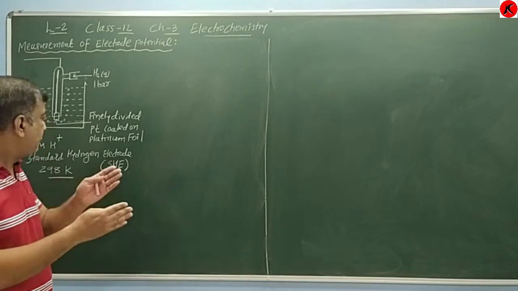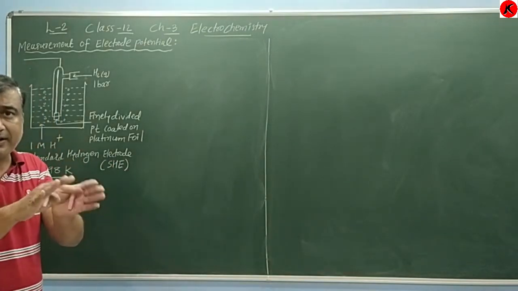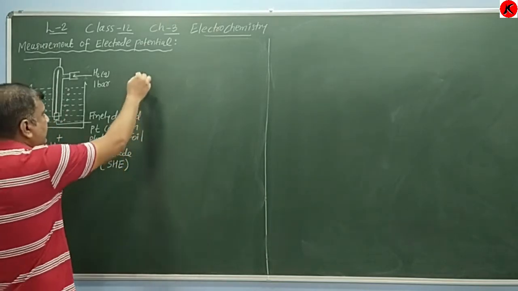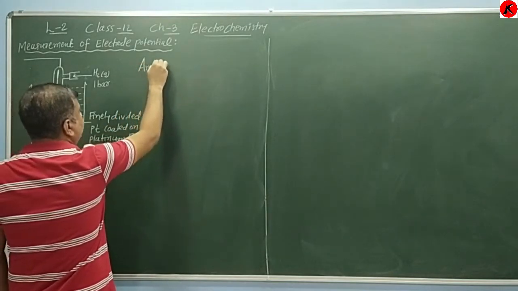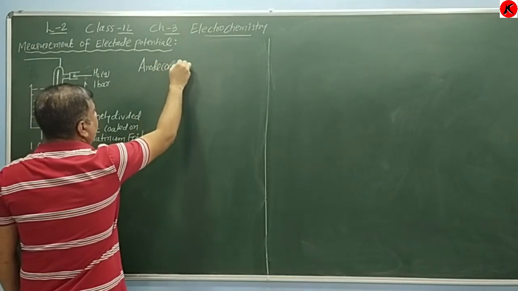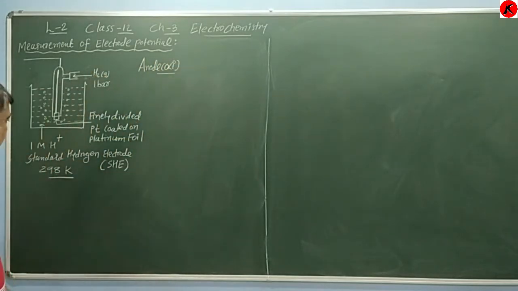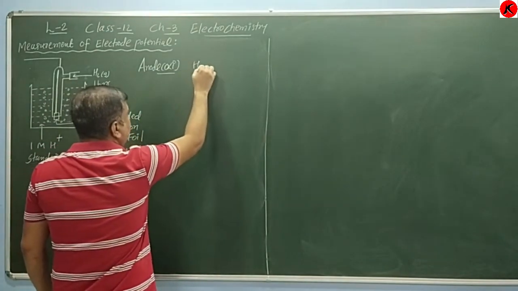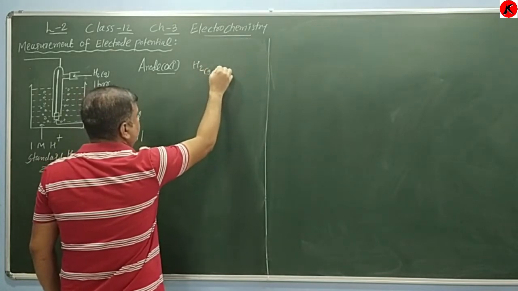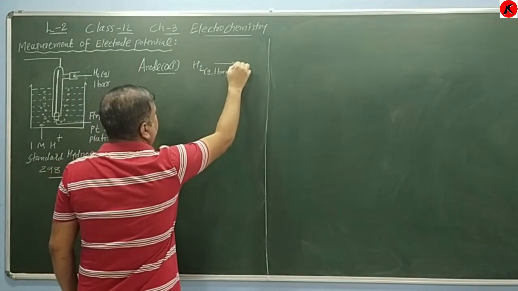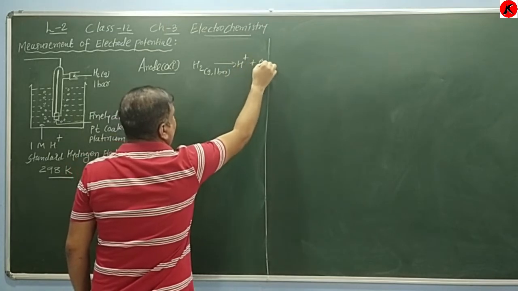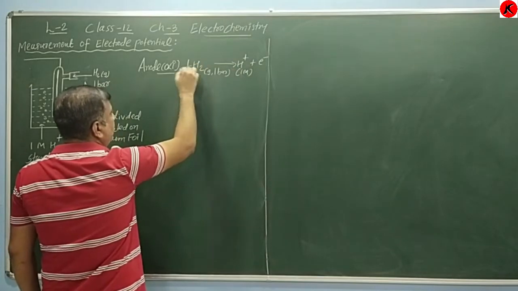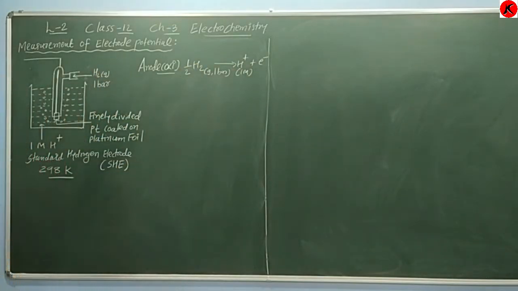Now this half cell acts as an anode or a cathode. Suppose this half cell acts as an anode. Then an oxidation reaction takes place. That means we are passing hydrogen gas at a pressure of 1 bar, and it is converted to H plus and electrons. Here the concentration is 1 molar, which we have to maintain. This reaction takes place.